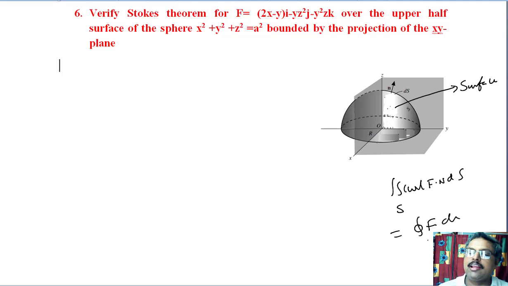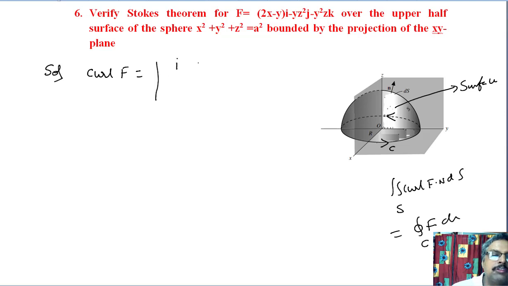Then verification is very simple. Find the integral f dot dr along the closed curve C. What is the closed curve C? This is the closed curve C, a circular curve. Now we will find both the integral values, then finally show that both the values are the same. First we will find the surface integral over this curved surface of the sphere. For this purpose, first we will find curl f.